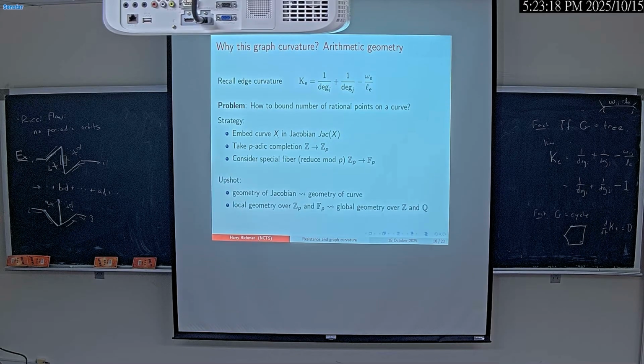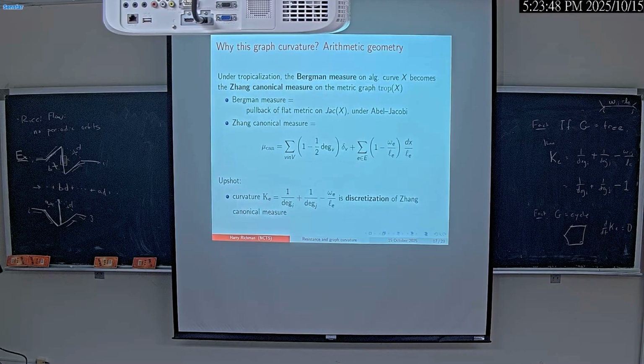So using this tool, by looking at the curve inside its Jacobian, there's a natural flat metric on the Jacobian because it's a group. A group has this Haar measure, and then that comes with some geometry, and we can use that to induce a geometry on the curve. Also, the global information over the p-adic completions can often give us information about rational points as well.